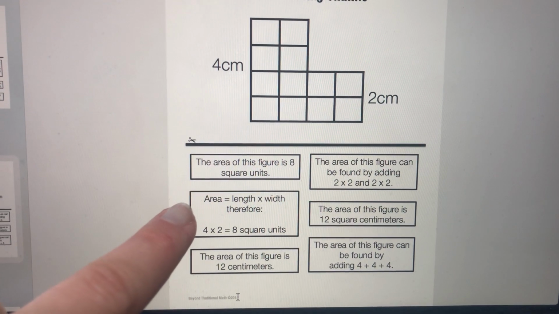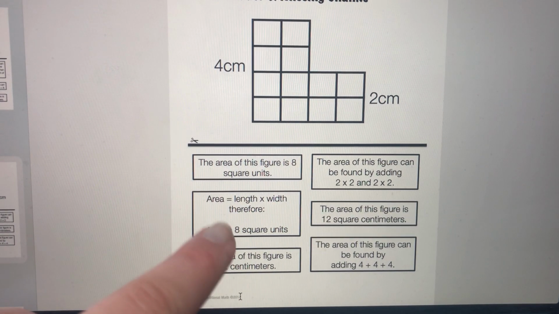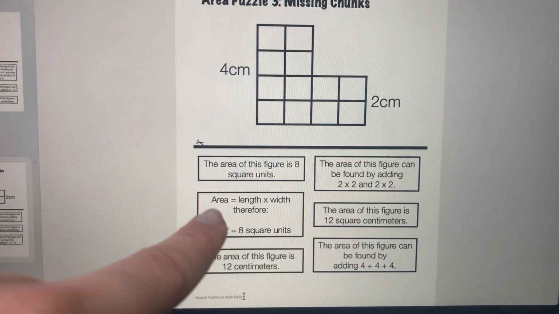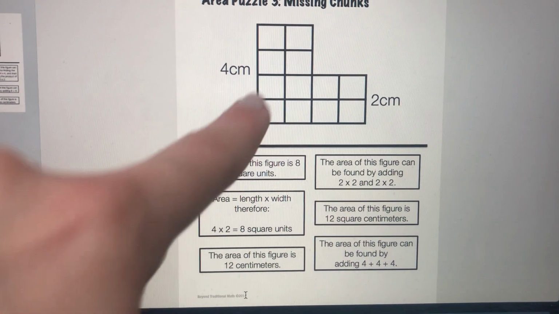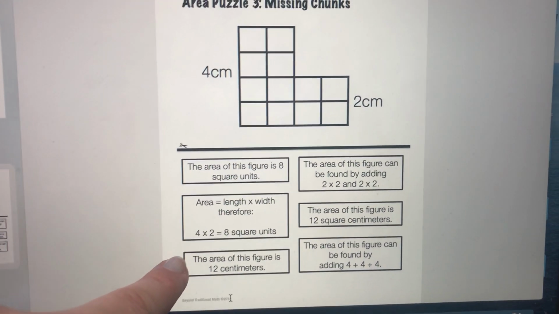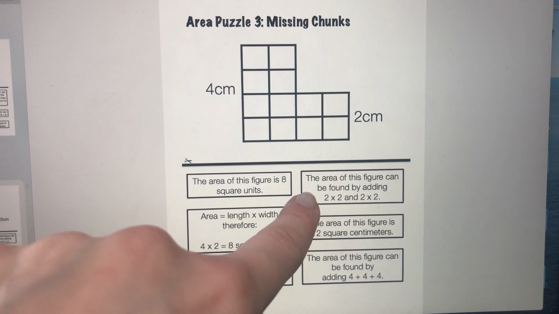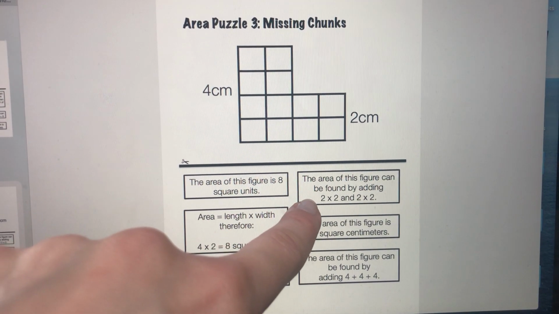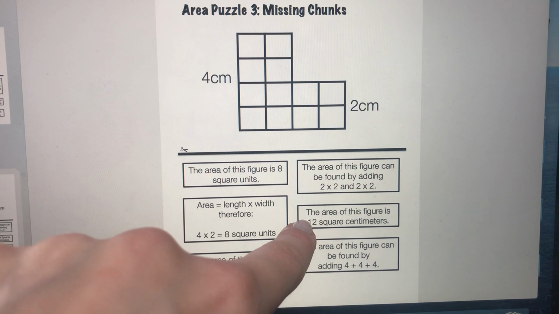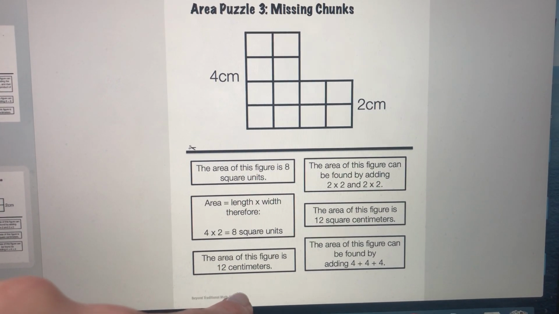Area equals length times width. Therefore, 4 times 2 is 8 square units. This is 4 times 2 on this side, and you would get 8 square units. Is that true or is that false? Look up here and look at all the squares. The area of this figure is 12 centimeters. Is that true or false? The area of this figure can be found by adding 2 times 2 and 2 times 2. Is that true or false? The area of this figure is 12 square centimeters. Is that true or false?